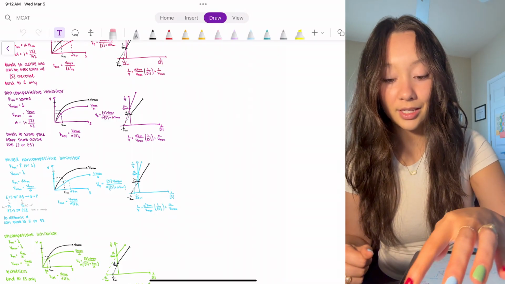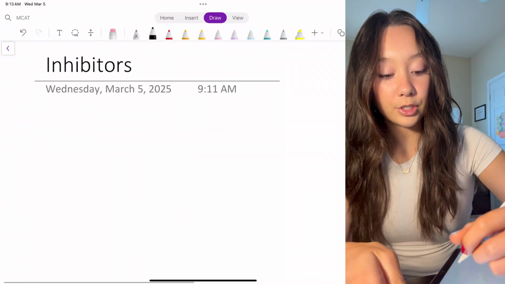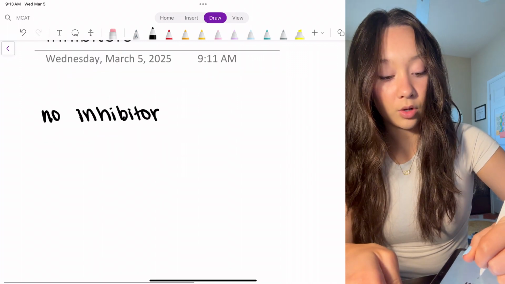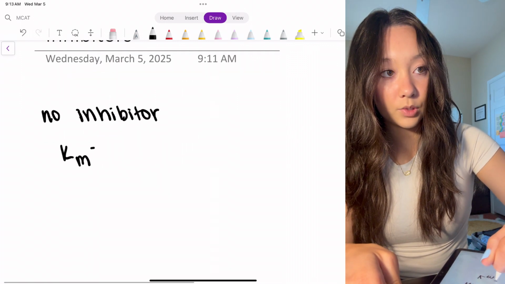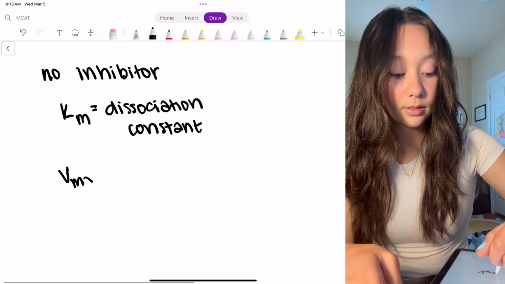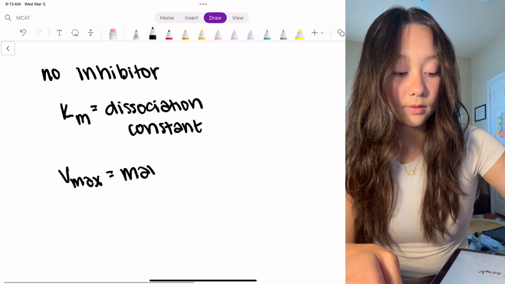Let's get started. I'm going to start off here with what a normal graph would look like with no inhibitors, so we can define all of our values. Km is going to be the dissociation constant. Vmax is going to be the max velocity.